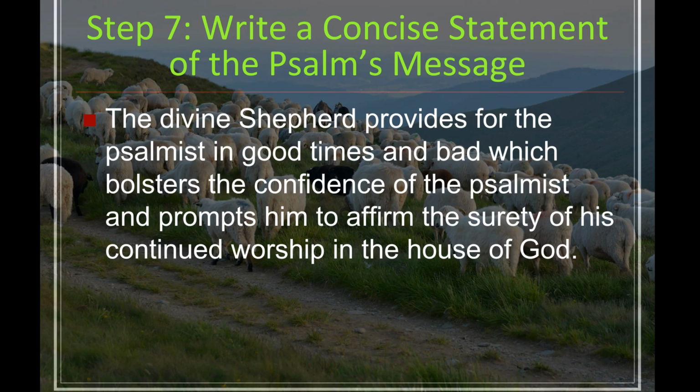So step 7 is to write a concise statement of the psalm's message. This step is a condensation of step 6. Having completed your paraphrase, try to write a 1 or 2 sentence summary of the primary message of the psalm. I have summarized Psalm 23 as follows. The divine shepherd provides for the psalmist in good times and in bad, which bolsters the confidence of the psalmist and prompts him to affirm the surety of his continued worship in the house of God.